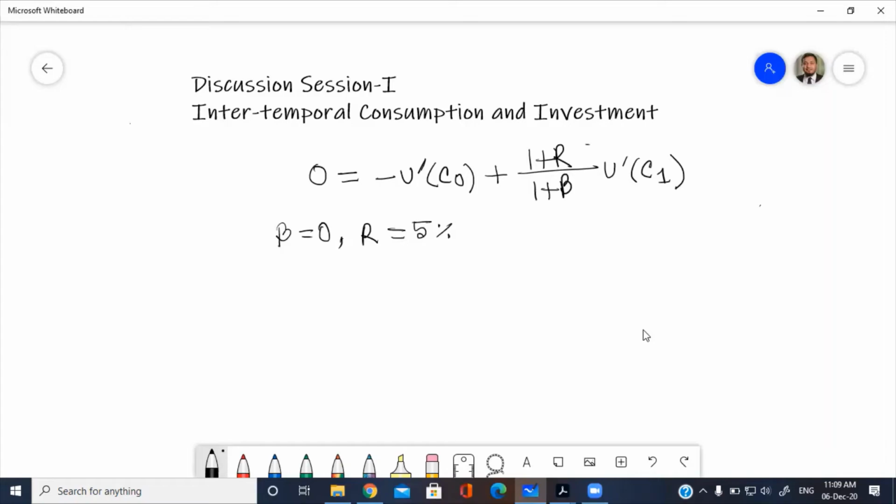From the utility function, the simplest form is log of C0 plus log of C1. This represents the utility of current consumption and utility of future consumption. As there is no time separable utility, we do not have the beta. Can anyone tell me what will happen if we take the first derivative of log of x? What will be the first derivative?